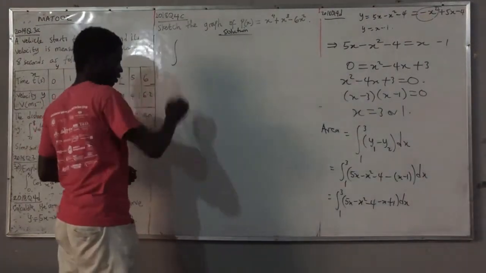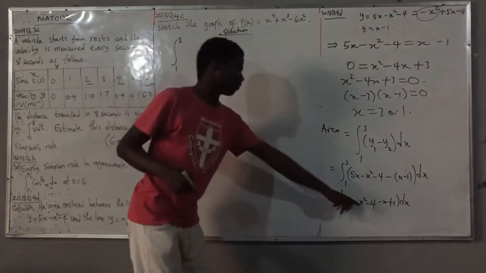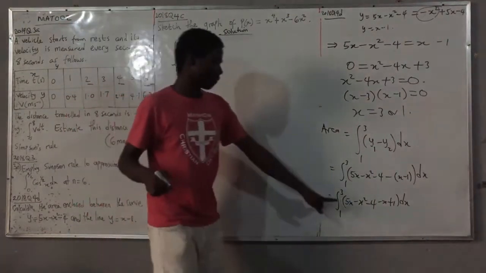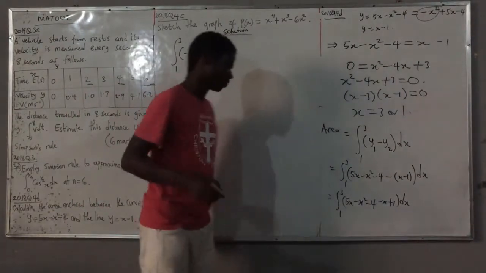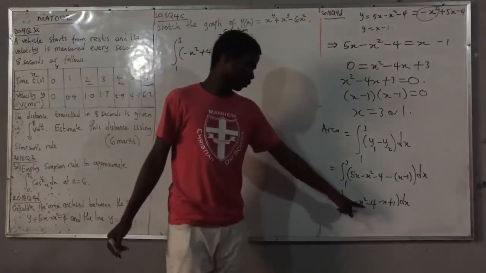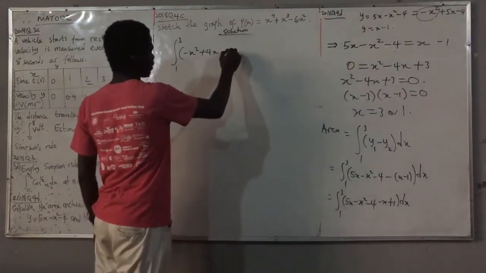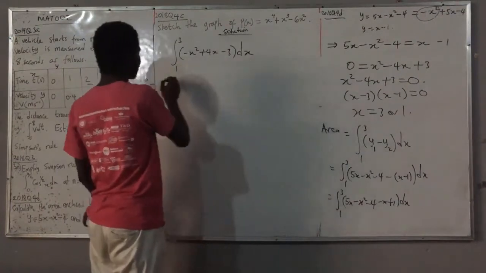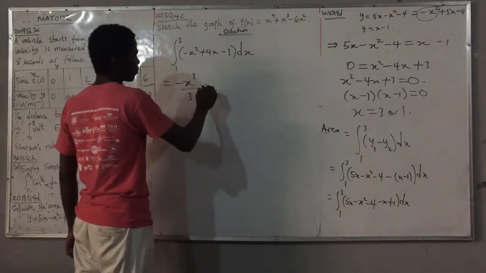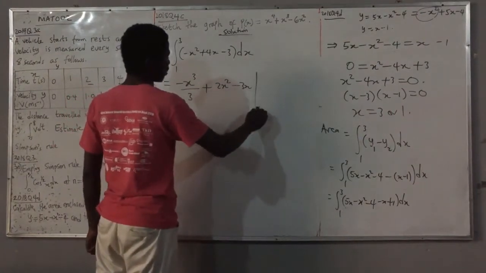This one will now be the integral between 1 and 3. I have minus x squared here, 5x minus x, that is 4x, plus 4x. What do I have again? Minus 4 plus 1, minus 3. So integrating, we will have minus x cubed over 3 plus 2x squared, actually minus 3x, between 1 and 3.